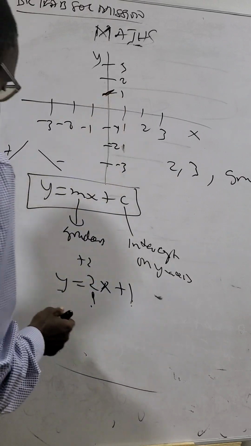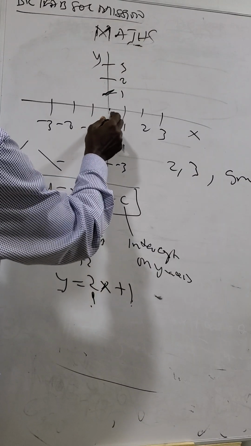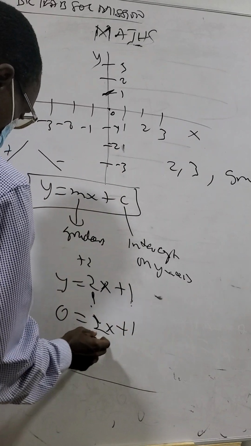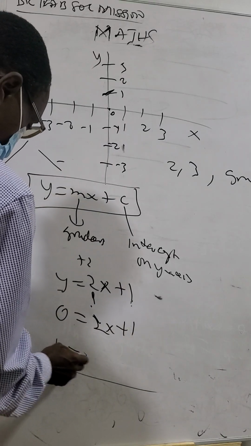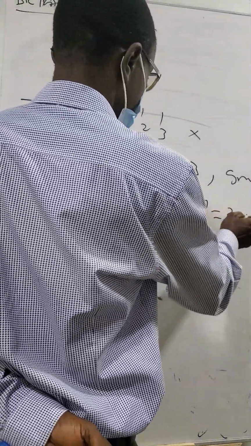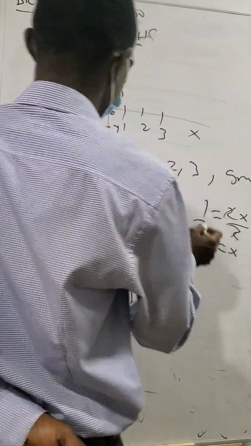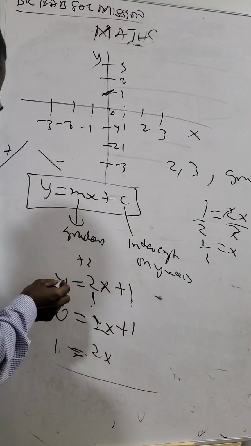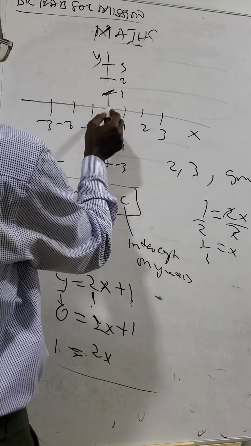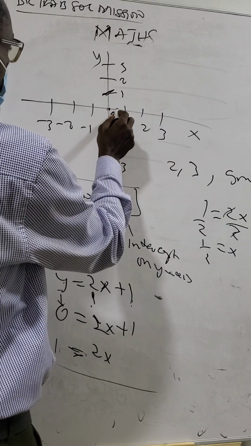Now you can also put in values. If you want to sketch this line, you can let y be 0. When y is 0 here, what is x? 2x plus 1 equals 0. What will x be? Sending this across, it becomes minus 2x. So we have 1 equal to 2x. Divided by 2, divided by 2, and x is equal to half. So when y is equal to 0, x is equal to half. Half is somewhere here. Okay? Right, so this is the point.